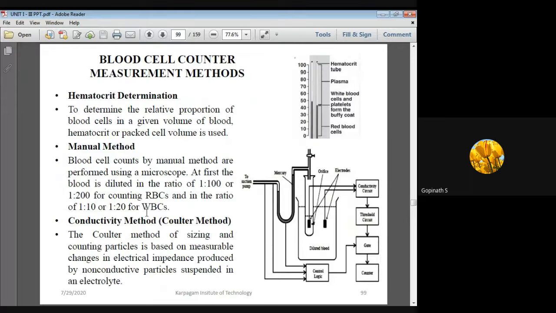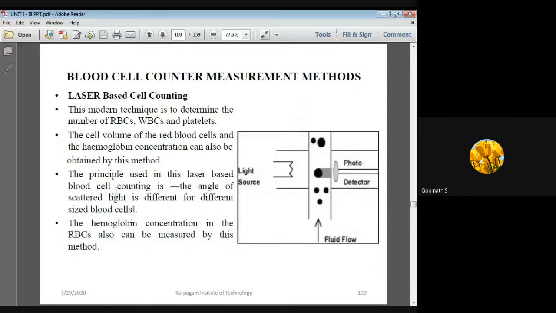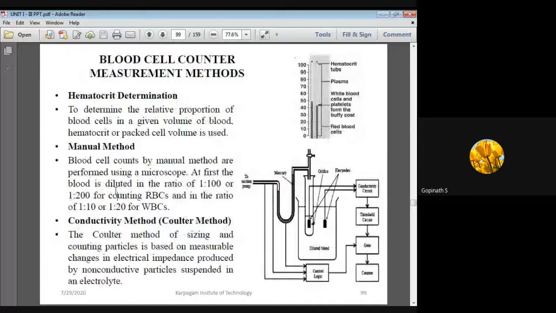After that, we discussed two major types of measurement of blood cell counter. One is hematocrit determination. Second one is manual.